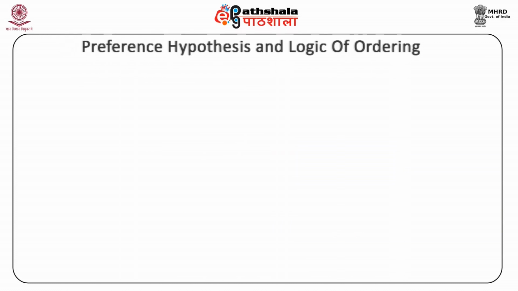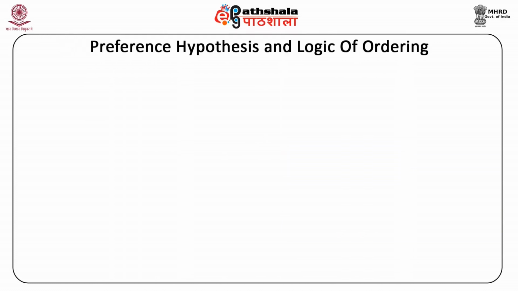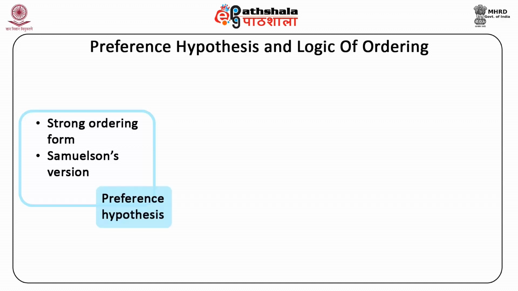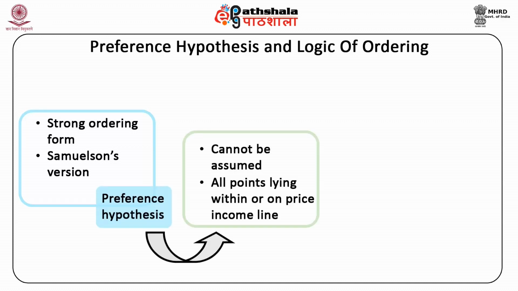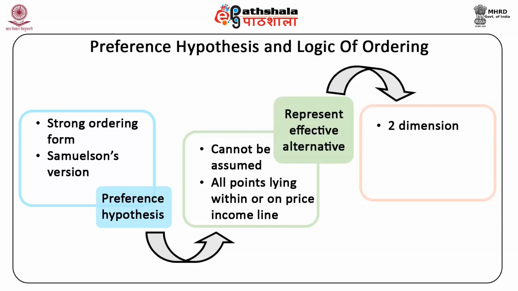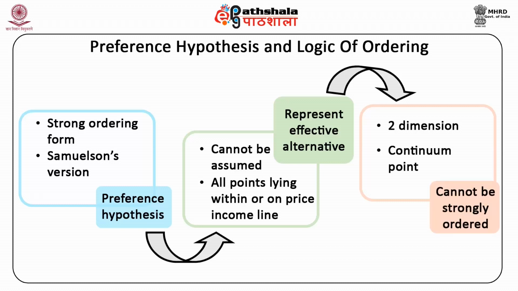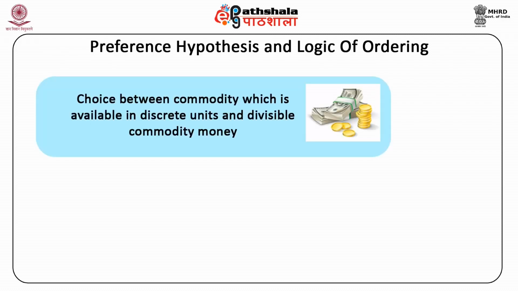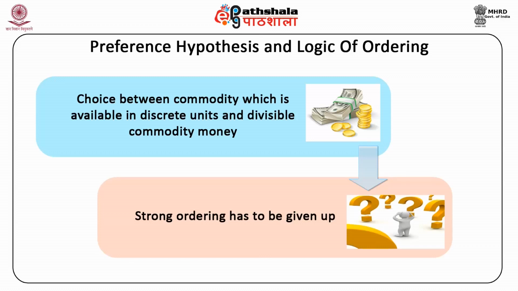Hicks criticized the logic of strong ordering on two grounds. First, under Samuelson's version of the preference hypothesis, it cannot be assumed that all the geometrical points which lie within or on the price income line represent effective alternatives. A two-dimensional continuum of points cannot be strongly ordered. Second, the situation is entirely different in the real world because of the use of money. Thus, in making a choice between a commodity, which is available in discrete units, and the divisible commodity money, the strong ordering has to be given up.